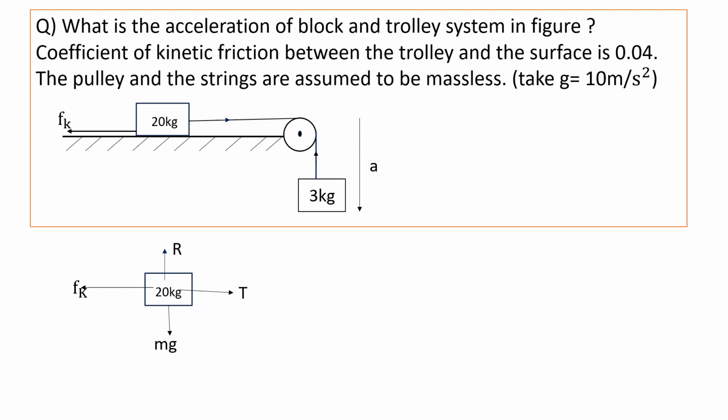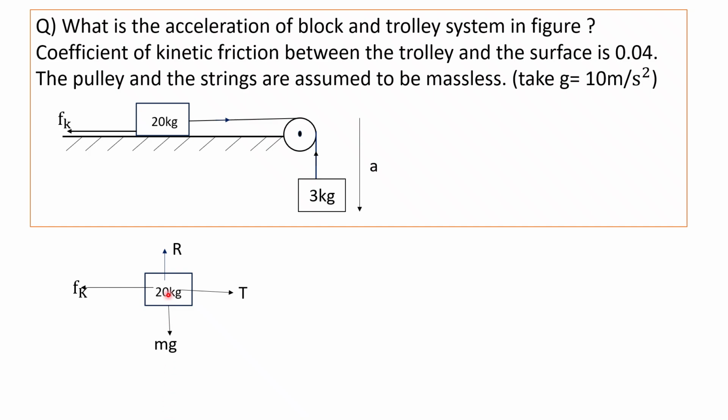What is the acceleration of block and trolley system in figure? Coefficient of kinetic friction between the trolley and the surface is 0.04. The pulley and the strings are assumed to be massless. First, let us consider the 20 kg mass.